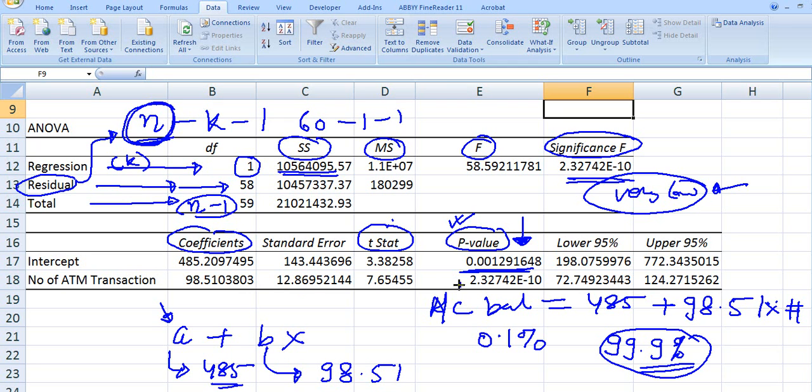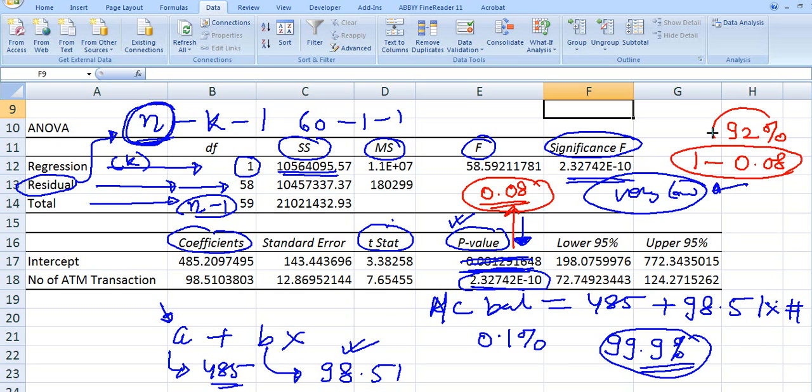Okay, and if you see the number of ATM transactions coefficient, its p value is also very low. It means that the chance of this coefficient of 98 being right is very high. Right, so this gives you an idea. Let's say sometimes your intercept p value comes as 0.08. It means that your intercept is only 92% correct. How did we get this 92%? We got it as 1 minus 0.08, so we have 92%.